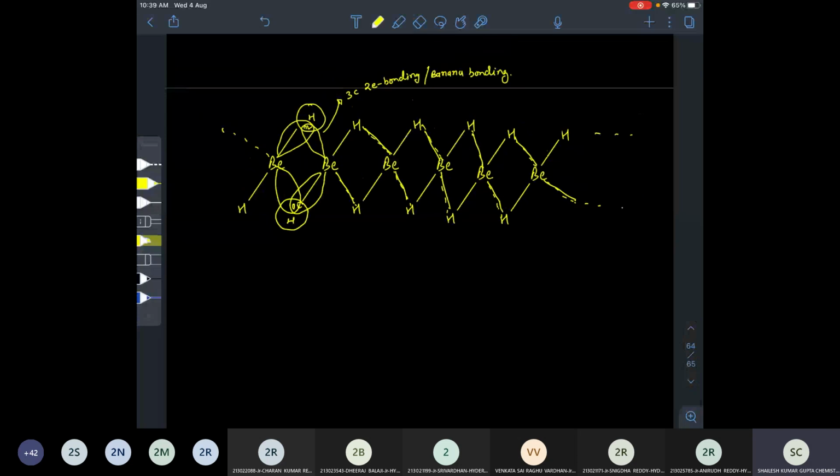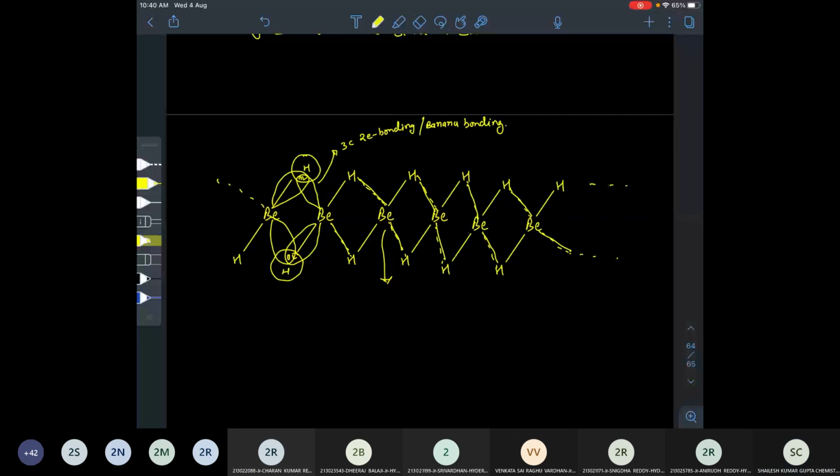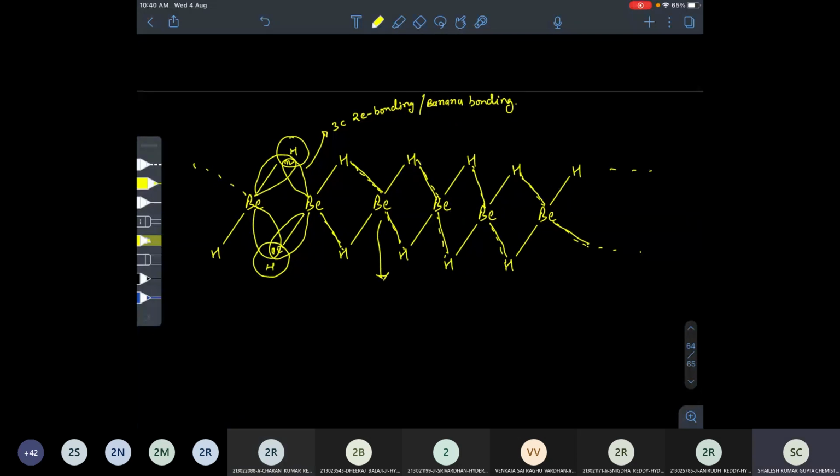Right. So if I ask you, what is the hybridization of beryllium now? Tell me. What is the hybridization of beryllium in this structure? Come on, guys. Guys, am I audible? Hello. What's the hybridization of beryllium in this structure? SP? No. Right now, because of the 4 bonds formed by one beryllium atom, the hybridization is termed as sp3.